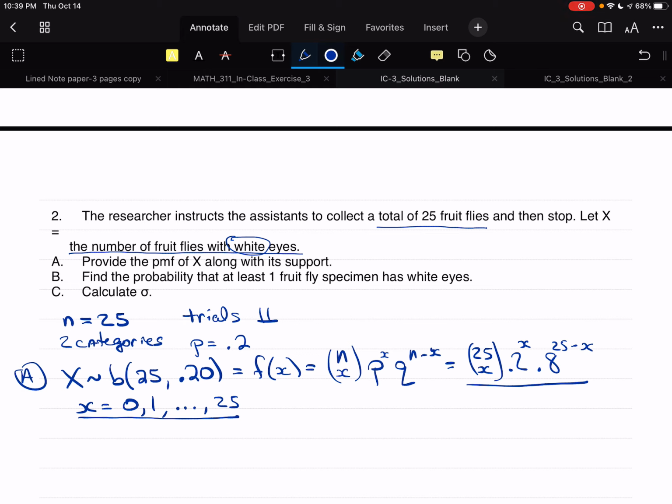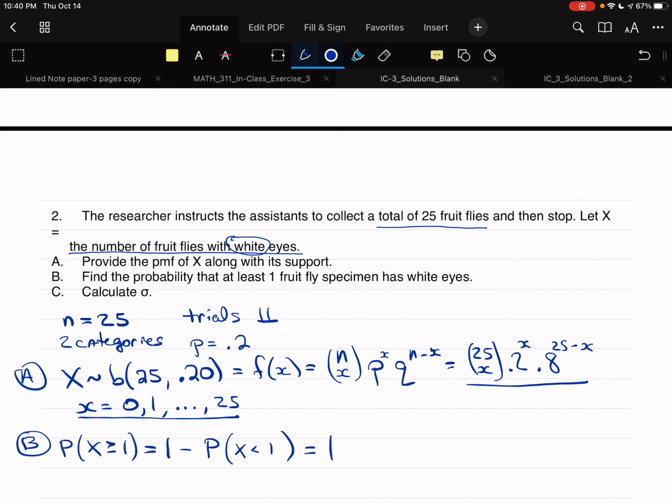B, find the probability that at least one fruit fly specimen has white eyes. So this is the probability that X is greater than or equal to 1, which we don't want to do 25 binomial probability calculations for. So we're going to use the complement rule to say that this is the same thing as 1 minus the probability of the complement, which will be x less than 1, not less than or equal to, because remember, a complement cannot include any elements that are the same as the event. So if event A is x is greater than or equal to 1, then A complement would have to be that x is less than 1.